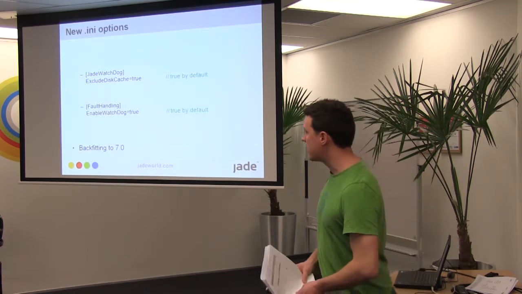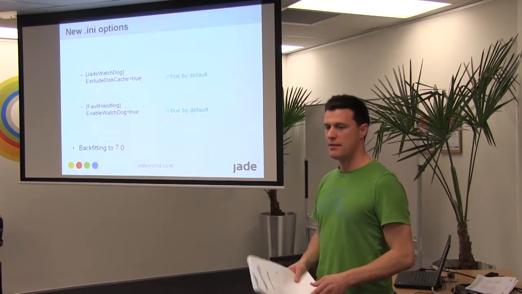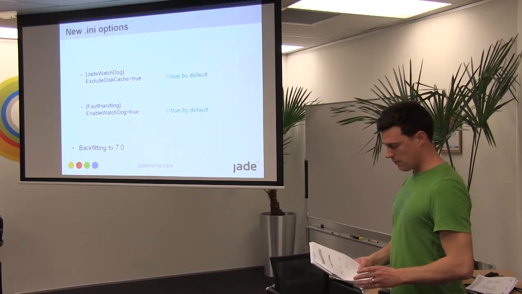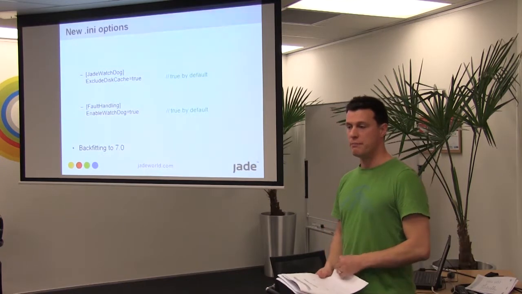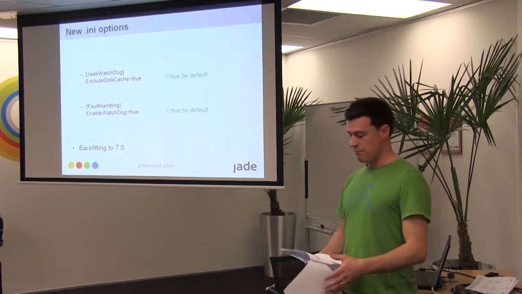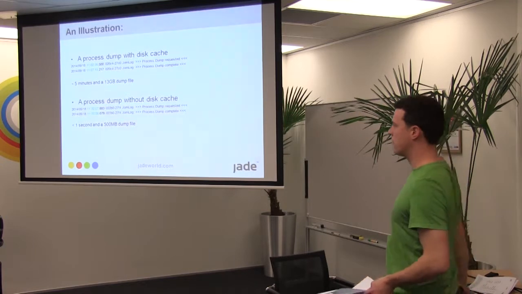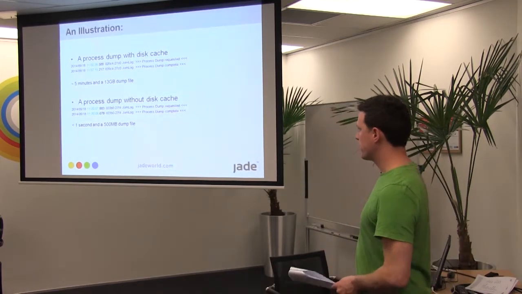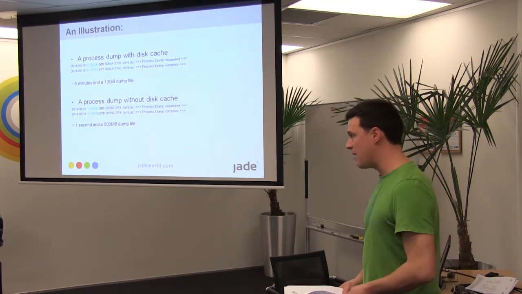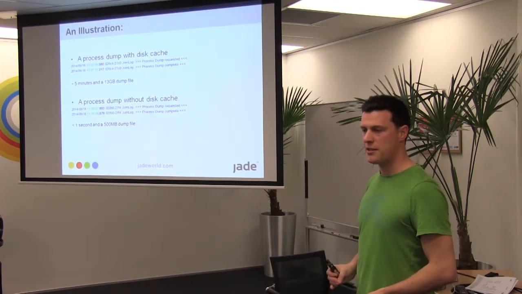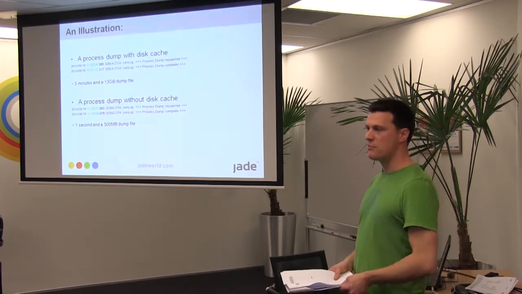When we combine that feature with excluding the disk cache, we make process dumping much faster and much more reliable. And this is such an important feature that we're backfitting it to J7. Just as a small illustration, on my computer, if I start up a JADRAP with a 12 gigabyte disk cache, you can see here it took 5 minutes to dump that process. If I start the same JADRAP up with the same disk cache, it's less than a second, and it only produces a 500 meg dump file. That means your production system can come straight back up.